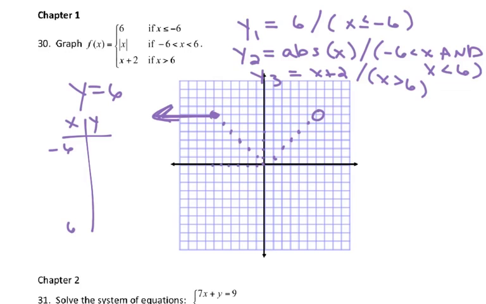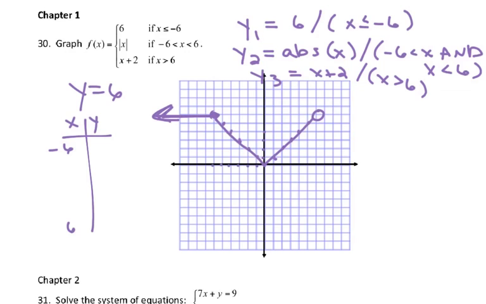Now, I put an open circle at positive 6, and the reason that I did that is because of the inequality symbol. Now, technically there would be an open circle here as well, but since there was already a closed circle from another graph, the closed circle kind of overrides the open circle.